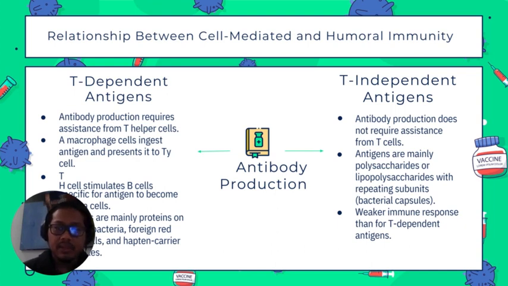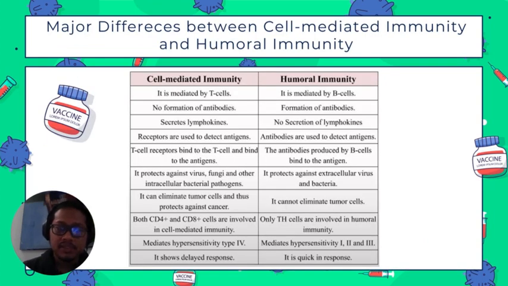The T helper cells stimulate the B cells specific for the antigen to become plasma cells. And then the antigens are mainly proteins on viruses, bacteria, foreign red blood cells, and hapten carrier molecules. Well, for the T-independent antigens, the antigens are mainly polysaccharides or lipopolysaccharides with repeating subunits, usually bacterial capsules. It has a weaker immune response than for T-dependent antigens. Sorry.